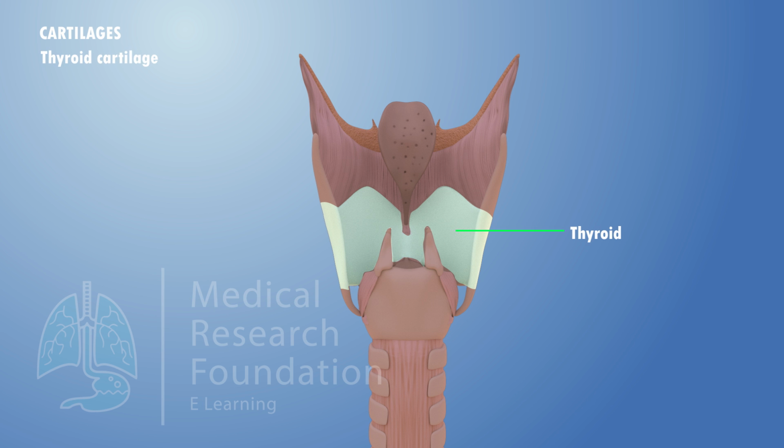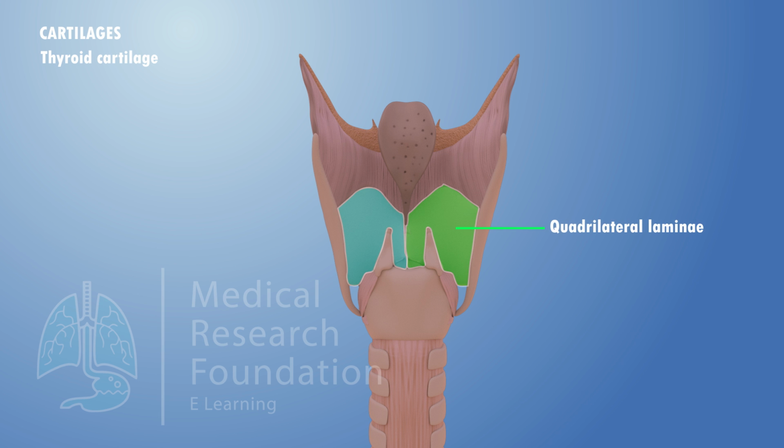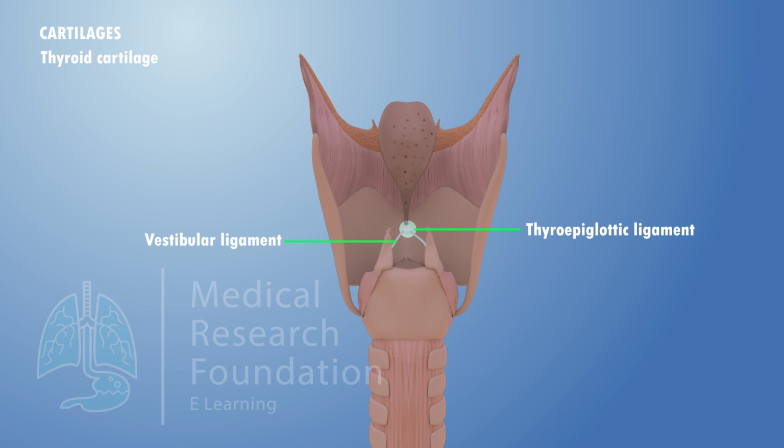Thyroid cartilage. It is most prominent and acts as a shield to protect the larynx from the front. It consists of 2 quadrilateral laminae, which meet in front at an angle called the thyroid angle. The posterior surface of the thyroid cartilage in the median plane provides attachment from above downward to the following structures: thyroepiglottic ligament, a pair of vestibular ligaments, a pair of vocal ligaments.